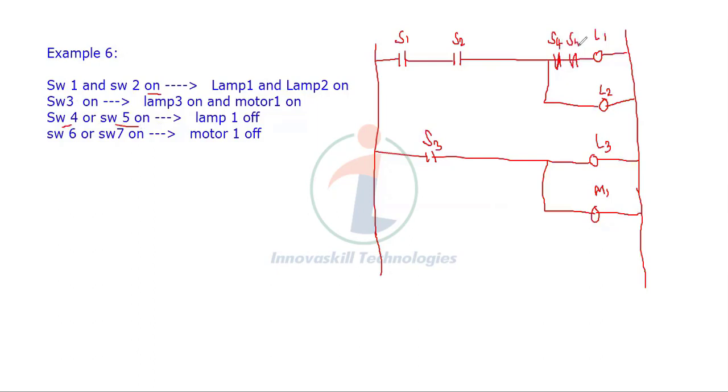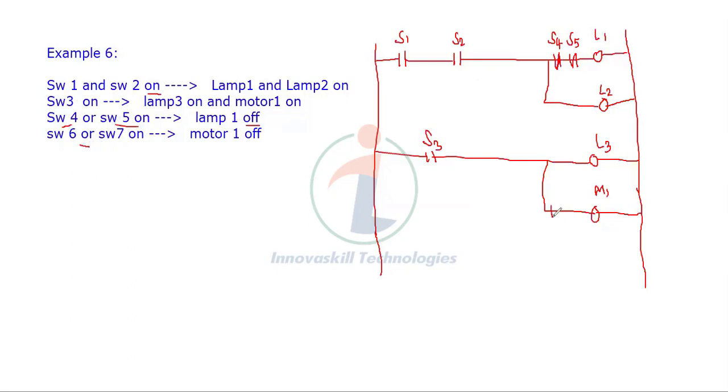We may think that since it is given OR, we have to connect it in parallel, but the condition is off here. Since it is off, it should be reversed, so switch 4 and switch 5 should be connected in series like this. Then if switch 4 is on, lamp 1 will be off. If switch 5 is on, lamp 1 will also be off. Same way here, the motor should be off.